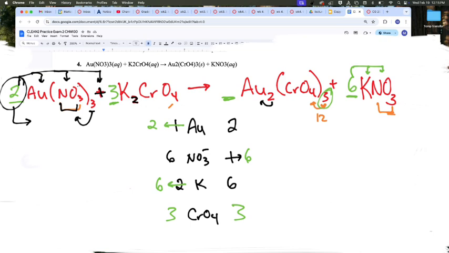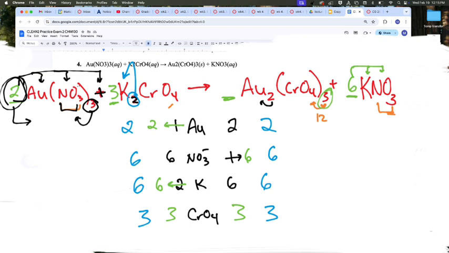Okay? In my check of gold, how many on the left? 2. On the right. How many nitrates on the left? 6. Okay, remember there's the 3 subscript and the 2. On the right. 6. Potassium's on the left. 3. 6 because of the subscript next to the potassium saying I have 2 potassiums, and now I have 3 of those 2 potassiums, which gets me 6. On the right, chromates, 3 and 3. I didn't change any of the coefficients, which means it's balanced.